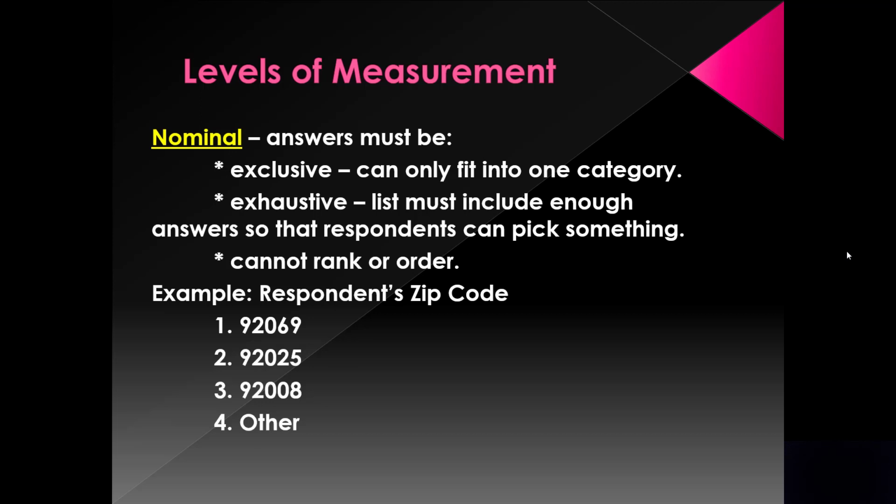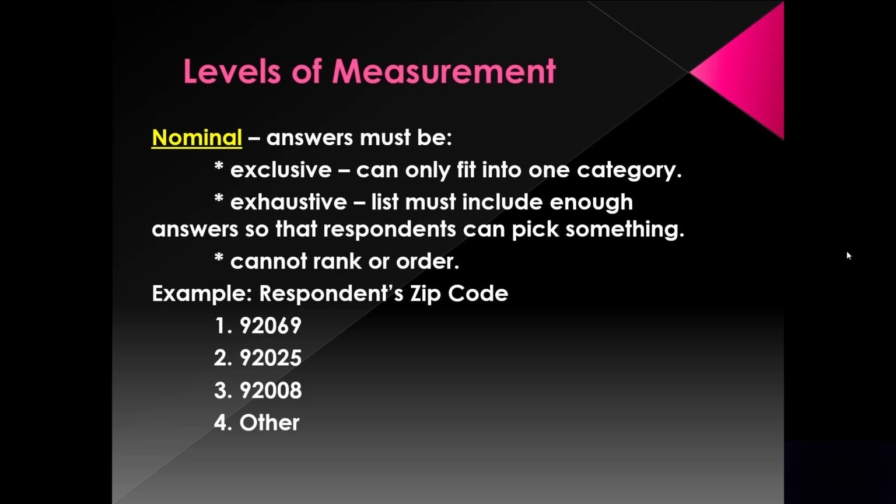The other condition is that the answer list must be exhaustive. You'll see in the data set that we're going to use for some assignments that the race variable, the answers are white, black, and other. That's not an exhaustive list. So when you create answer lists, you have to have, within reason, enough answers so everybody can pick something. The third thing about nominal variables, which makes them easy to identify, is you cannot rank or order the answer list.